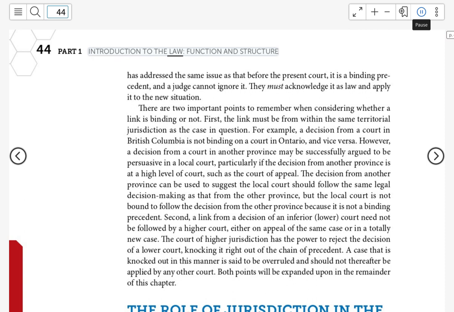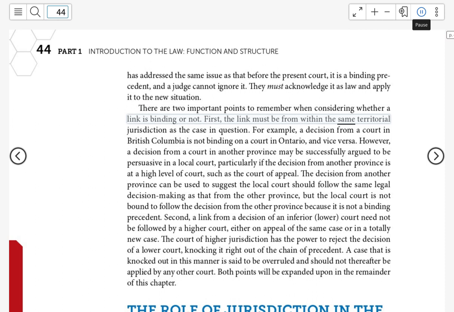Part 1, Introduction to the Law, Function and Structure. A link that has addressed the same issue as that before the present court is a binding precedent, and a judge cannot ignore it. They must acknowledge it as law and apply it to the new situation. There are two important points to remember when considering whether a link is binding or not.